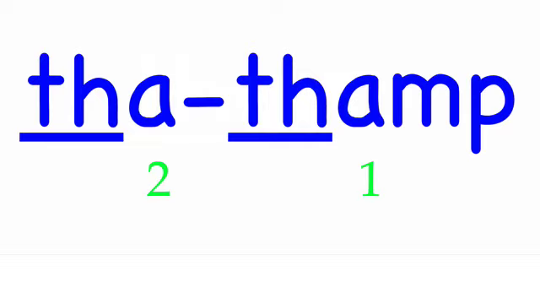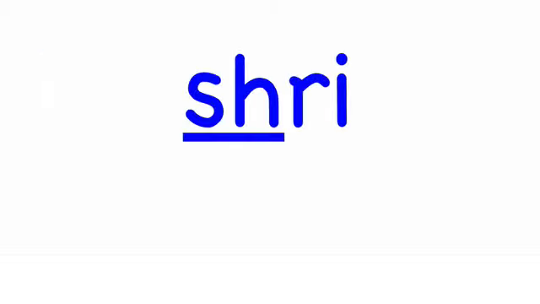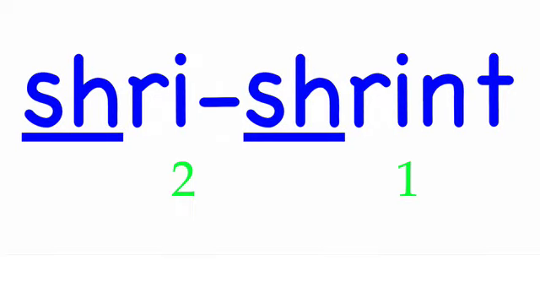Shry, shrint. Shry, 3 sounds: sh, r, i. Shrint, 5 sounds: sh, r, i, n, t. Shry, shrint. Row 7.